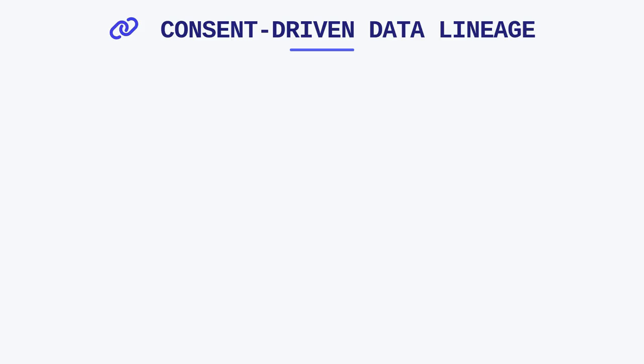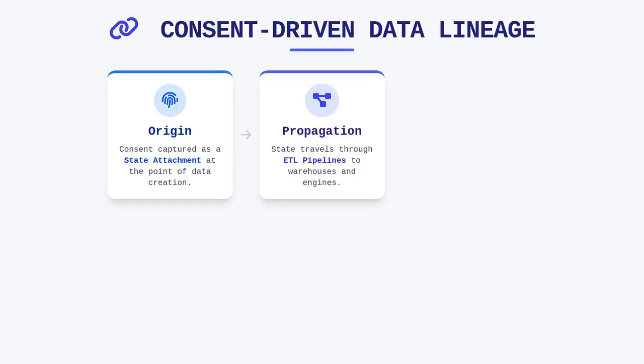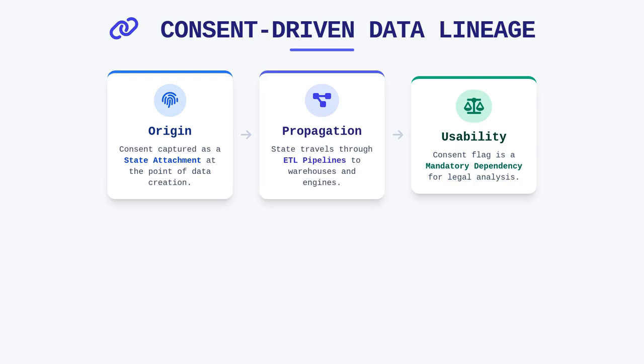Beyond infrastructure, we must address the logical connection between the data and the user's intent. When a user provides consent for a specific data processing activity, that consent is effectively a piece of state attached to the data at the point of origin. Your lineage mechanism must ensure that this state is propagated alongside the data as it moves through various staging environments and analytical engines. If an ETL pipeline moves a record from an operational database to a data warehouse, the system must recognize that the consent flag is a dependency for the data to be legally usable in that destination.